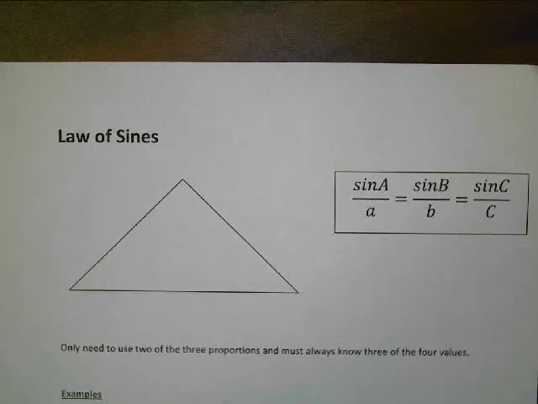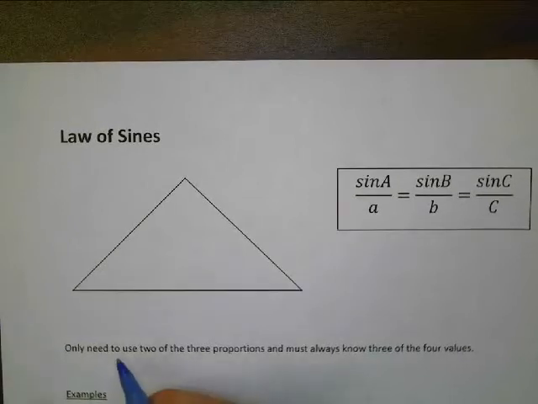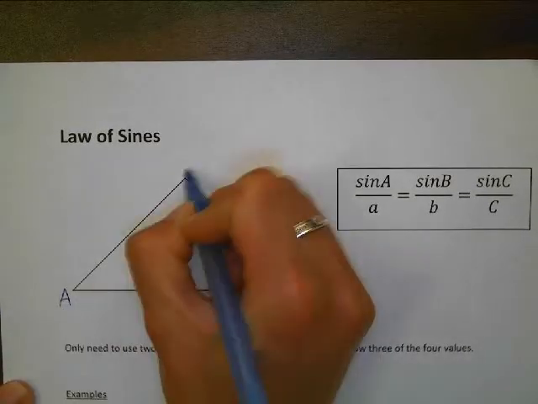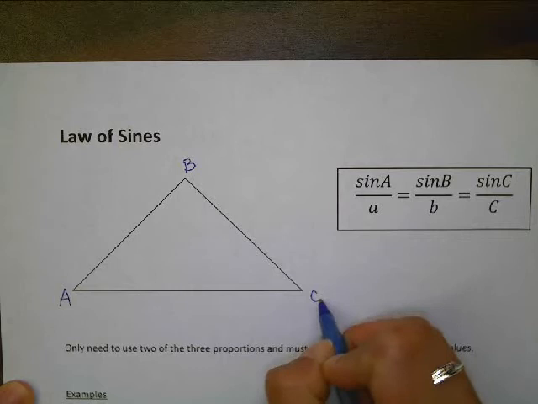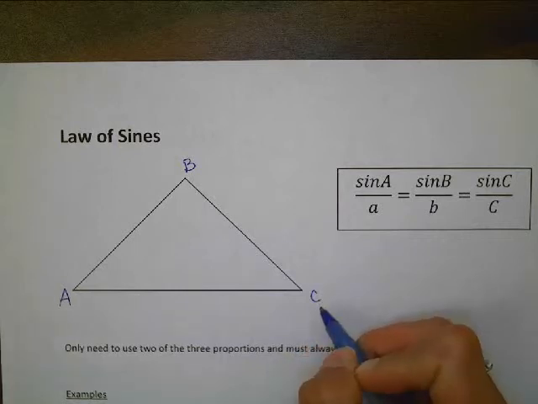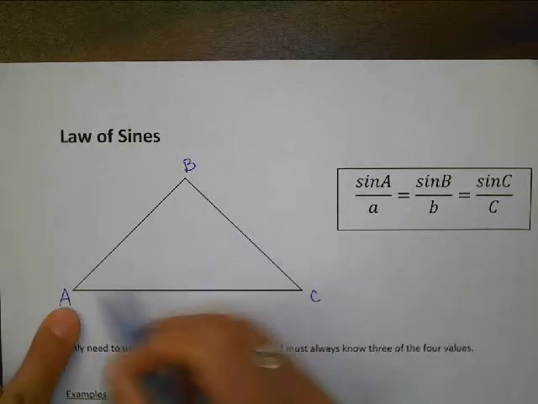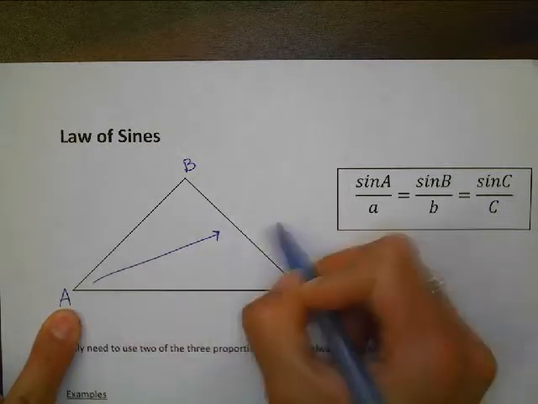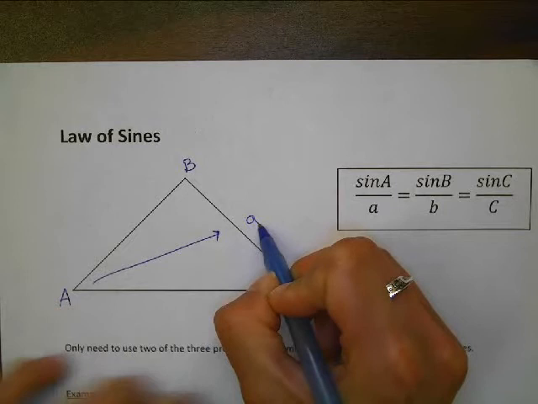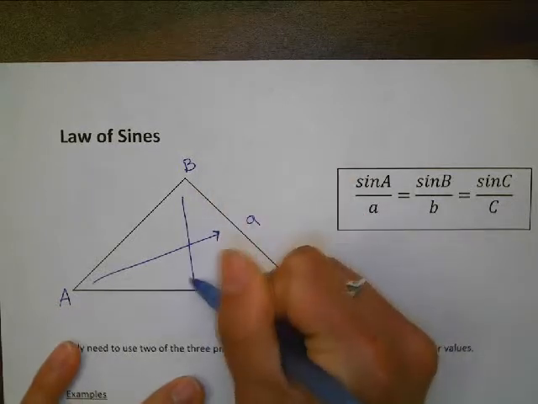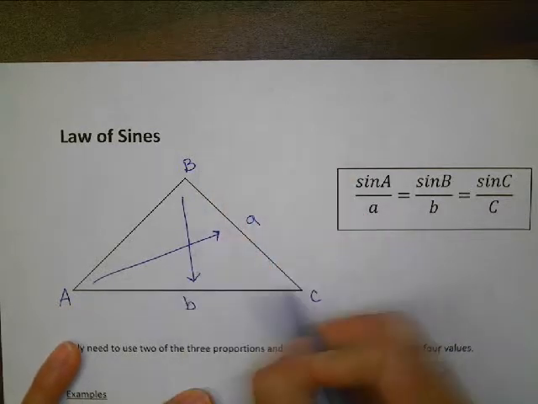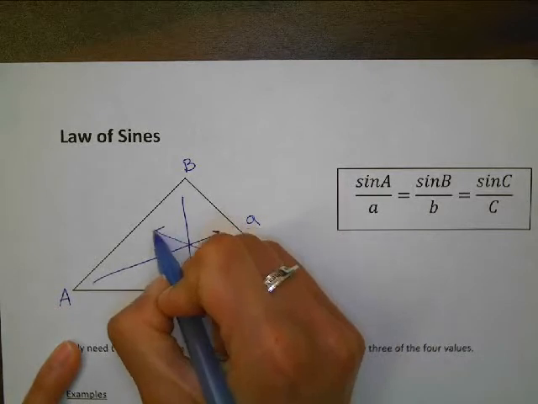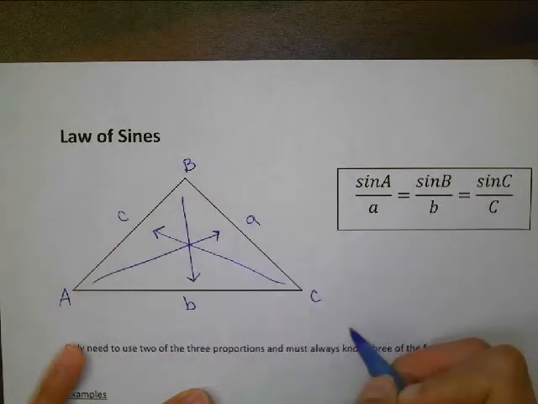In this video, we're going to talk about the law of sines. So we have a triangle here, and we need to label it. This will be angle A, angle B, angle C. Now if you remember, the angle is always opposite of the side. So this is angle A, and this is going to be side A. Angle B is opposite side B, and angle C has side C on the opposite side.